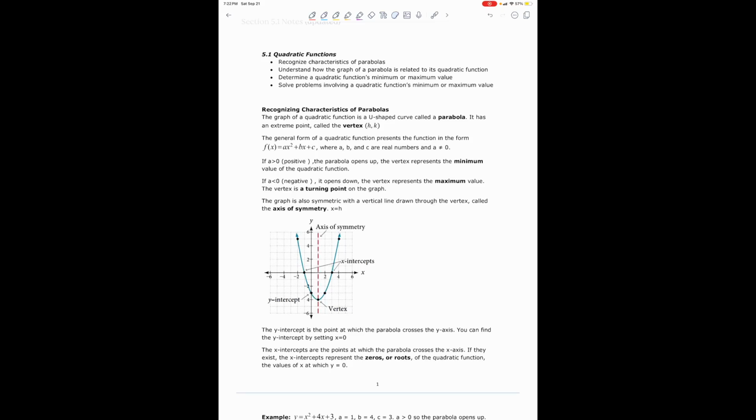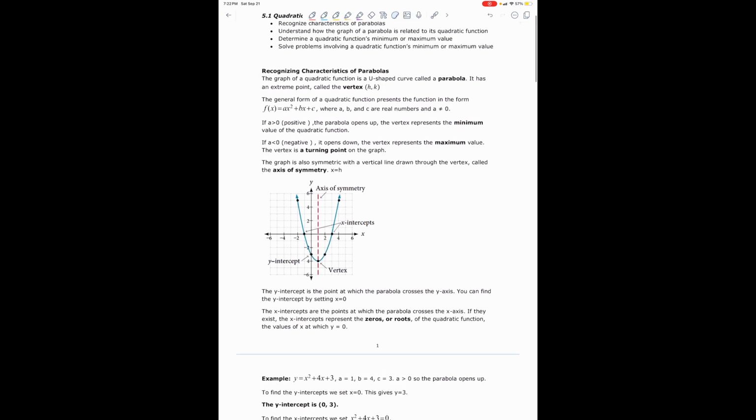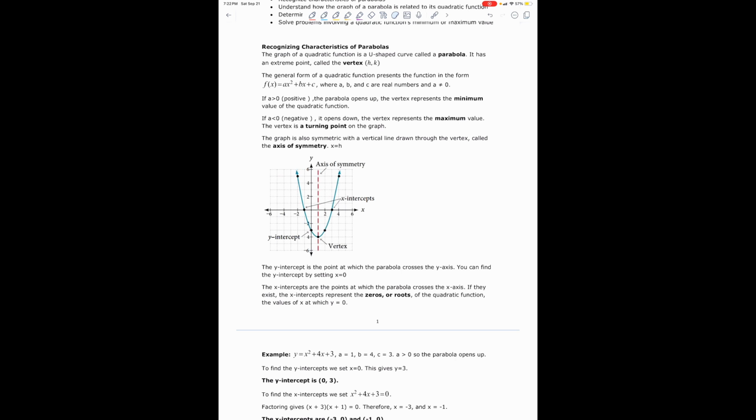Section 5.1, Quadratic Functions. In this section, you're going to recognize characteristics of parabolas, also known as quadratic functions, understand how the graph of a parabola is related to its quadratic function, determine a quadratic function's minimum or maximum values, solve problems involving quadratic functions' minimum or maximum values.